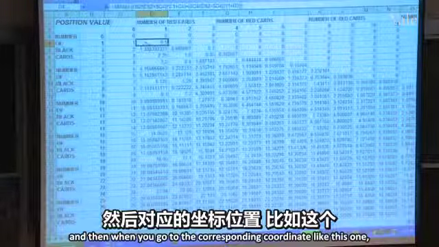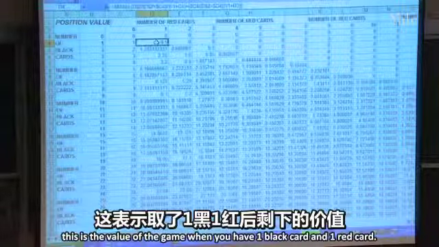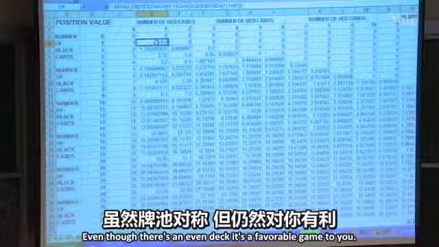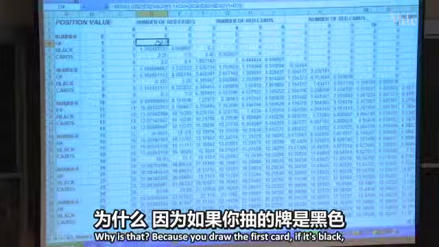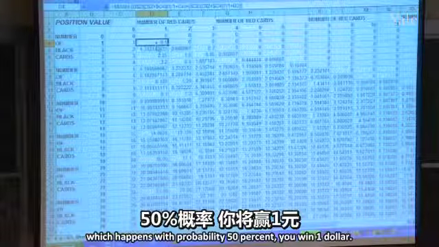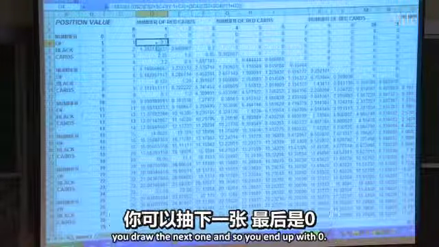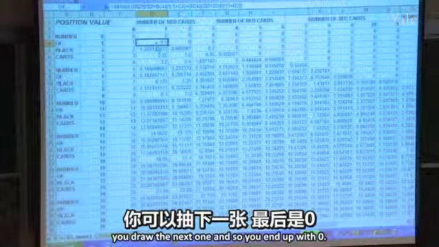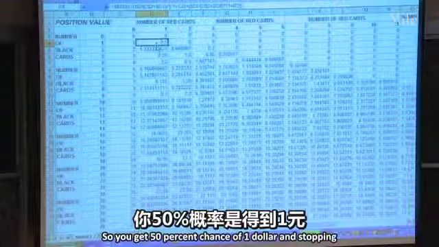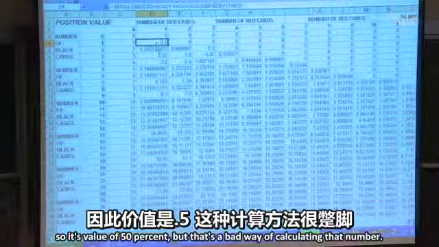And when you go to the corresponding coordinate like this one, this is the value of the game when you have one black card and one red card. Even though it's an even deck, it's a favorable game to you. Why is that? Because you draw the first card. If it's black, which happens with probability 50%, you win $1. If it's red, which happens with 50% probability, you draw the next one, and you end up with 0. If you got a black the first time, obviously you stop. So you get a 50% chance of $1 and stopping, or a 50% chance of going to the end and getting nothing, so the value is 50 cents. But that's a bad way of calculating that number.